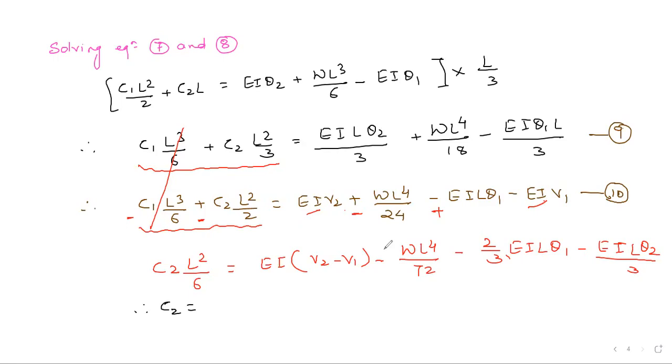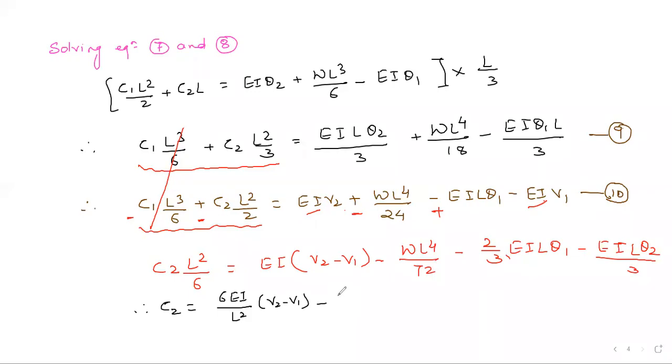So C2 value we can write. See, this 6 will go up and L square will come down. So we can write 6 EI. In every term we have to multiply 6 EI upon L square into V2 minus V1. Minus here again 6 will go up, L square will come down. So L square will cancel out. This will become L square. 6 times this 72 cancels out.